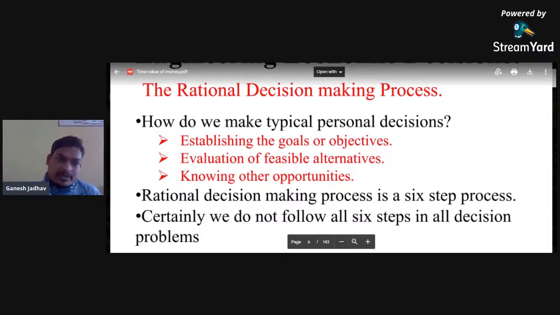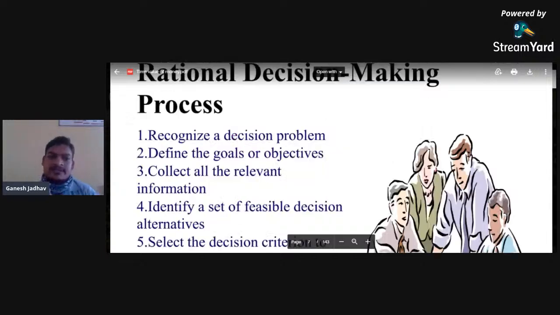The second one is to define the goal and objective. Why is it required? The first one is recognition, which is the primary or basic requirement. The second one is to define the goal and objective of the particular decision. And the third one is, from the goal you have defined, you are required to collect the relevant information about that particular problem.